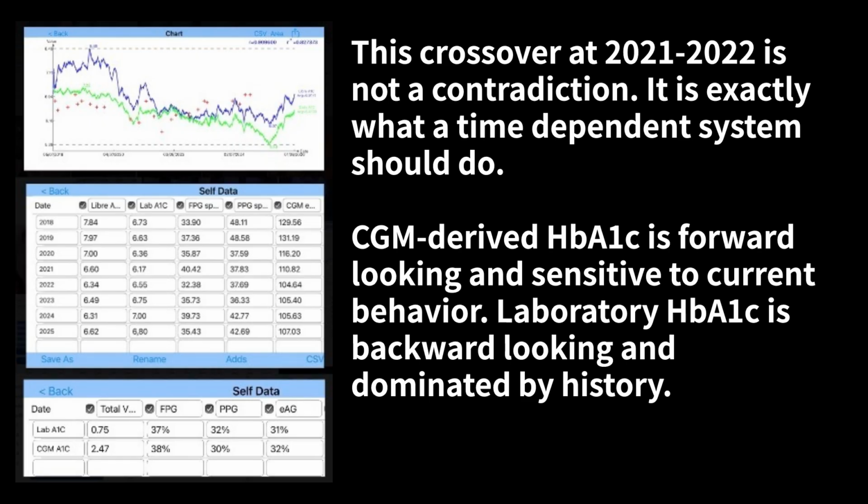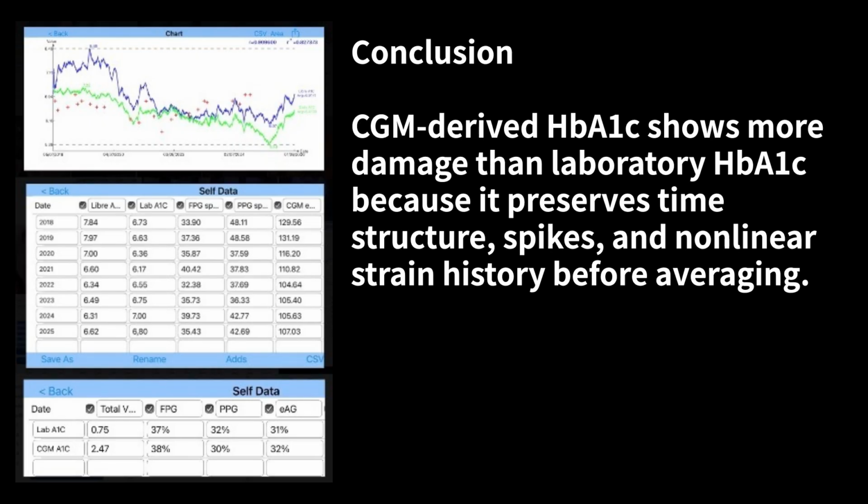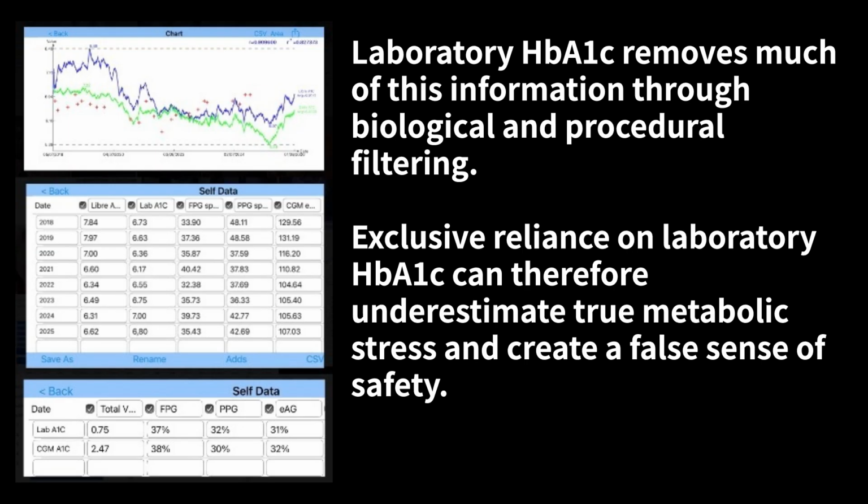CGM-derived hemoglobin A1C is forward-looking and sensitive to current behavior. Laboratory hemoglobin A1C is backward-looking and dominated by history. Conclusion: CGM-derived hemoglobin A1C shows more damage than laboratory hemoglobin A1C because it preserves time, structure, spikes, and nonlinear strain history before averaging. Laboratory hemoglobin A1C removes much of this information through biological and procedural filtering. Exclusive reliance on laboratory hemoglobin A1C can therefore underestimate true metabolic stress and create a false sense of safety.